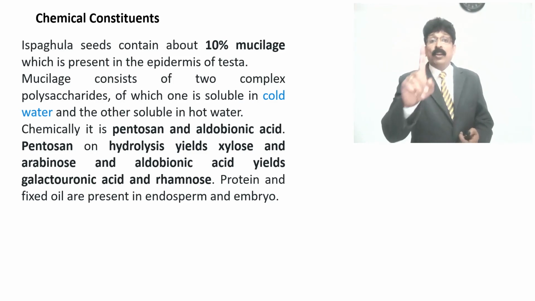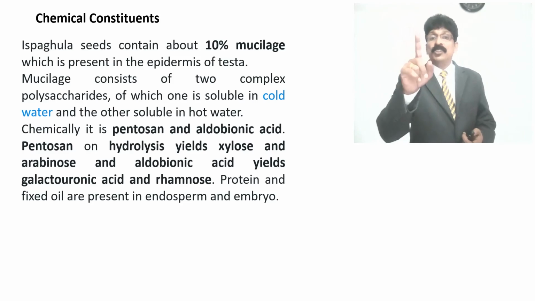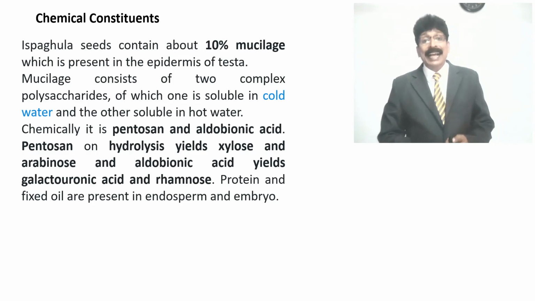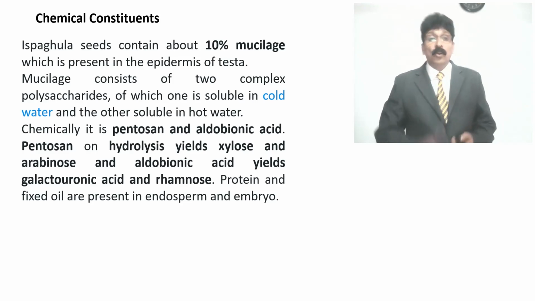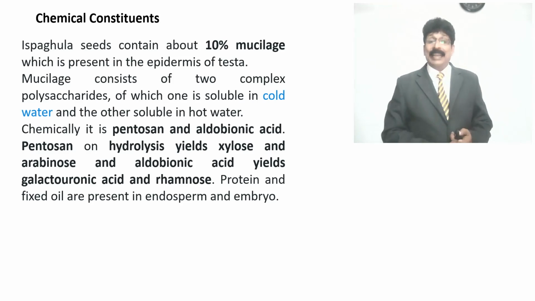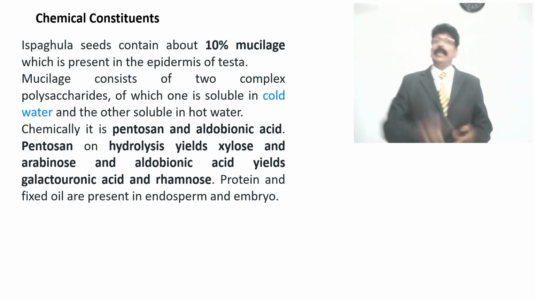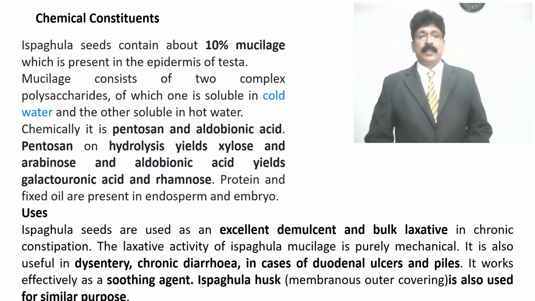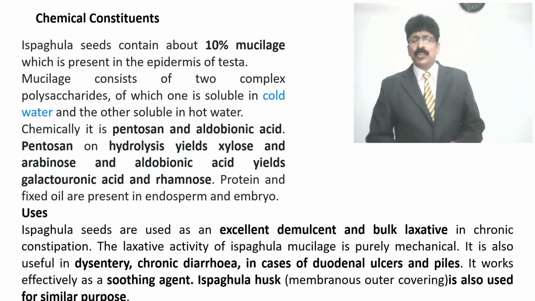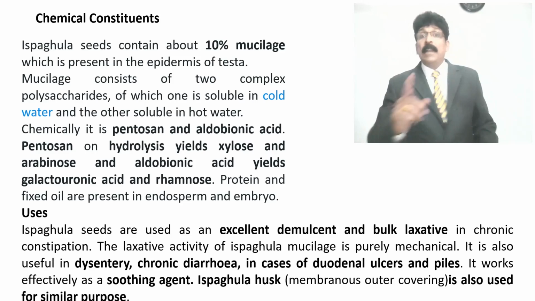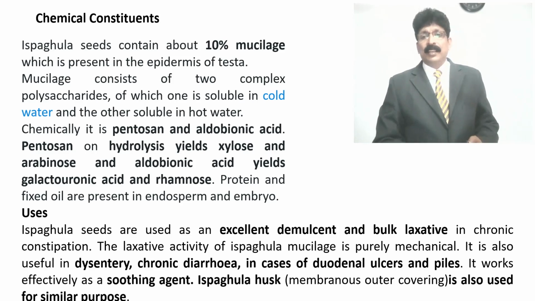Pentosan on hydrolysis yields xylose and arabinose. Aldobionic acid yields glucuronic acid and rhamnose. Protein and fixed oil are present in the endosperm and embryo of the Ispaghula seed. What is the use? It is used as an extensive demulcent and a bulk laxative.